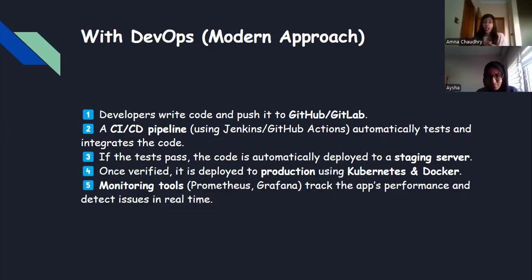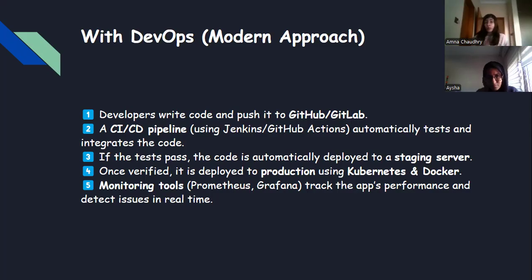GitHub Actions is a platform where you can put the code and see how your code looks. Jenkins is a CI/CD tool that picks up the code, tests it, and deploys it. If the tests pass, the code is automatically deployed to a staging server. The staging server is a mock server that can check whether your site or application works on the server or not.